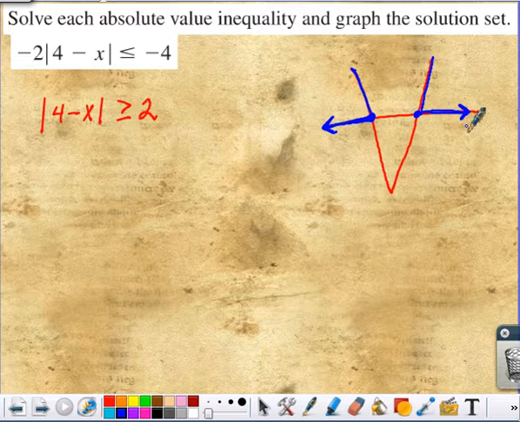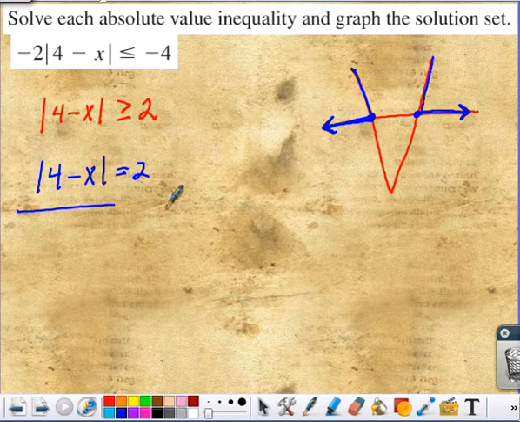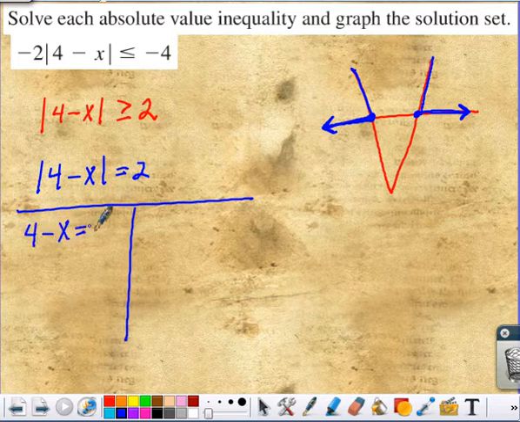Not and. Can't be and. There's no overlap there. So what do I do now? I need to know what these actual values are. So I set it equal to 2. I do the absolute value of 4 minus x equals 2. I split it by doing 4 minus x equals 2 and 4 minus x equals -2.